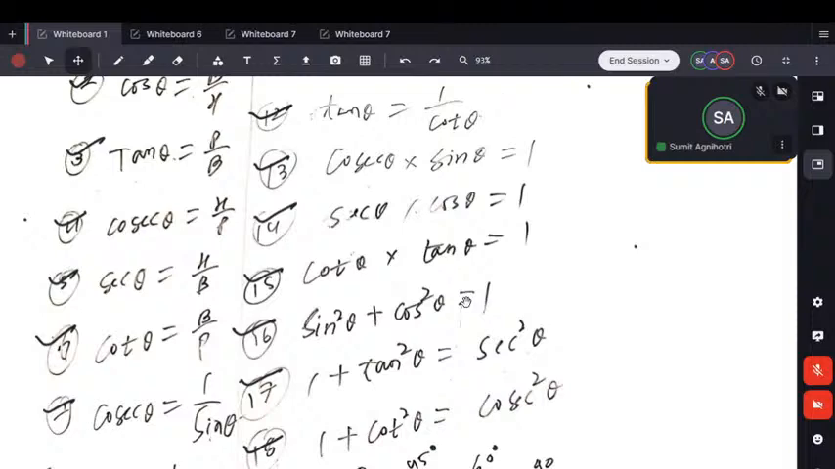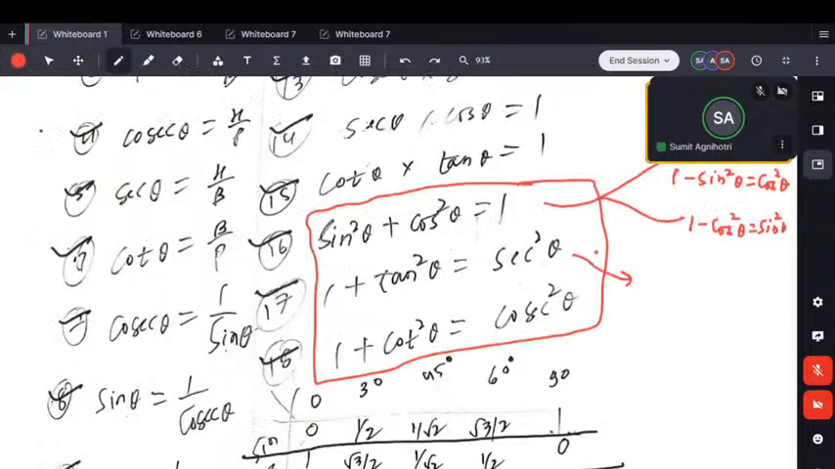These are the most famous identities. Sine square theta plus cos square theta is 1. And from here only we can develop two more identities. One is 1 minus sine square theta is cos square theta. Many a times we have to use this. From here only we can say that 1 minus cos square theta is sine square theta.